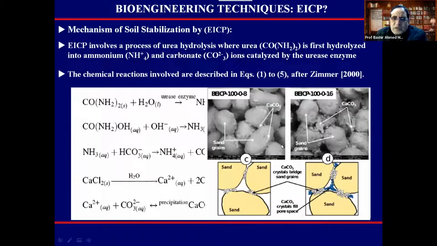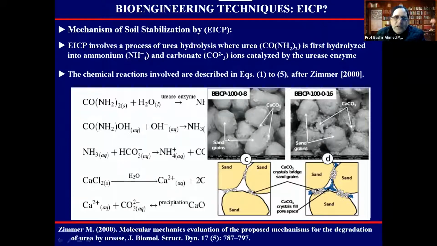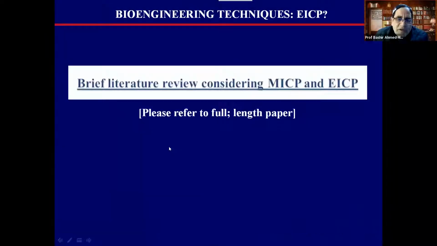And these are the SEM images, which show these particles coming together and being compacted here, while these are being reduced, while sand grains are coming closer and closer. There is a precipitation in between them. Here we can see this clearly. And this is reported by Zimmer in 2020.